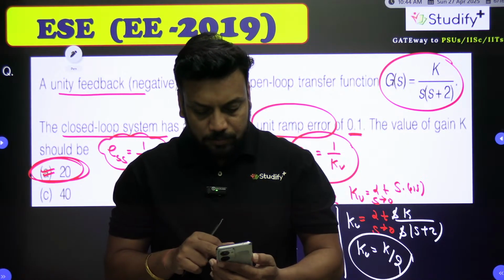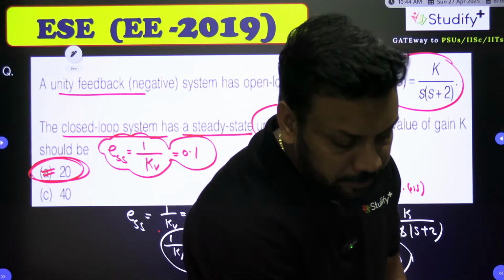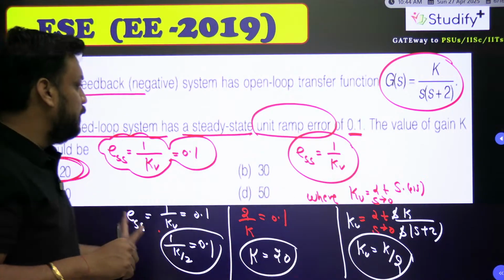सिस्टम का टाइप 0 है. चलिए, I think voice is clear. वॉइस में कोई इको नहीं है ना बच्चों? वॉइस में इको नहीं है.